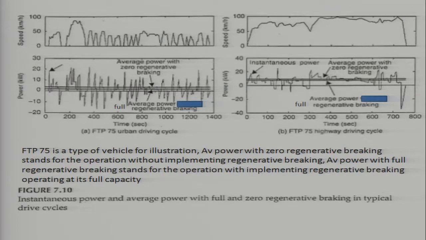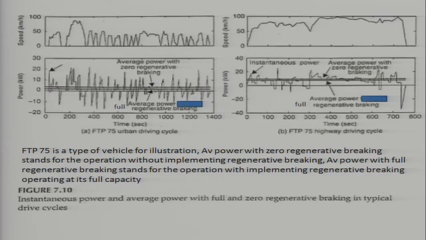For this particular FTP75, which is a type of drive cycle used for illustration in this diagram, average power with zero regenerative braking stands for the operation without implementing regenerative braking. Zero regenerative braking means you are not applying any regenerative braking, and the power is vested in the mechanical brakes. So in that case, you can see here the average power requirement, the upper line.